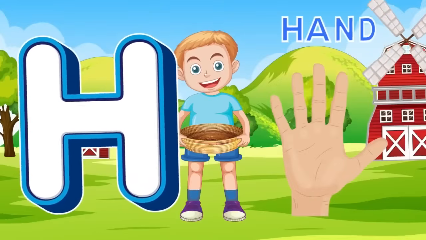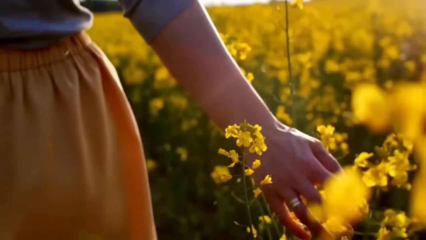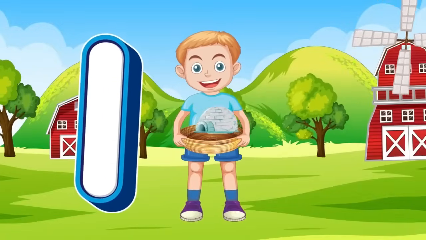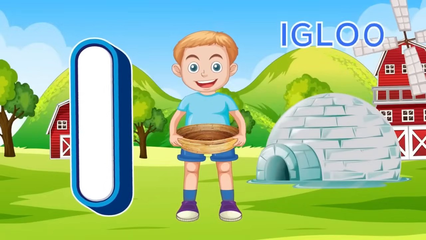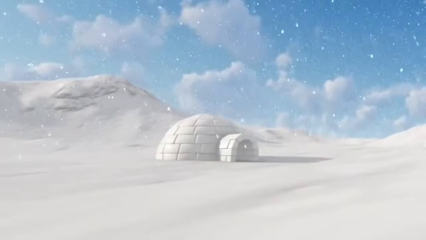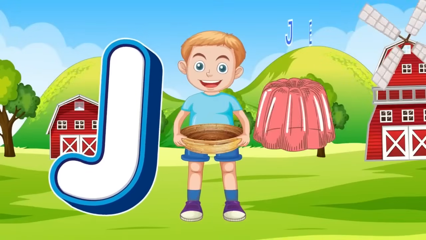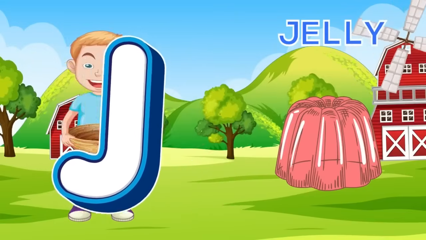H is for hand. I is for igloo. J is for jelly.